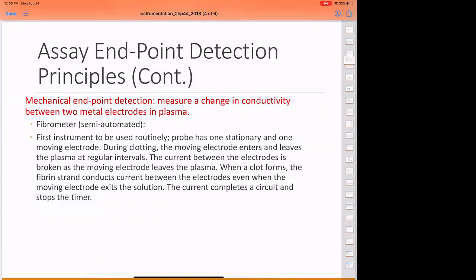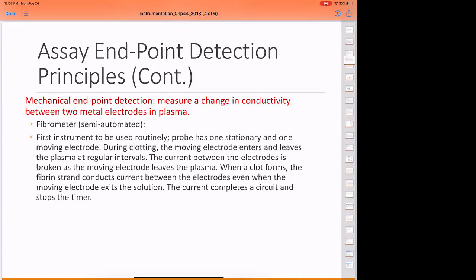All right, so now we're good. We're on slide 5. Let's talk about the mechanical endpoint detection assays. These measure a change in conductivity between two metal electrodes in the plasma. The fibrometers were these old instruments of coagulation. They were semi-automated instruments, and they used the mechanical endpoint detection methods.